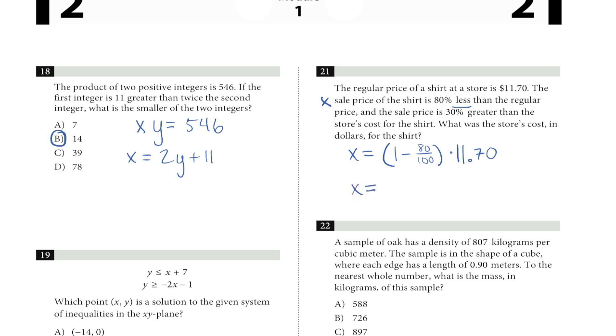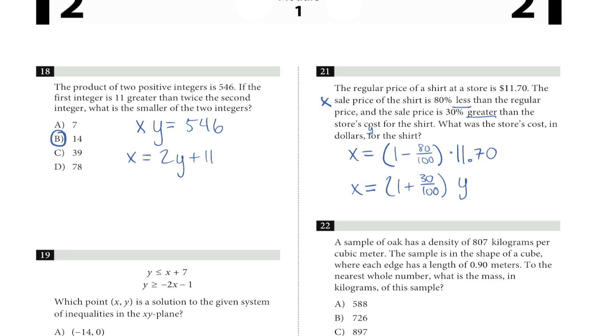And then it says the sale price, so again X, is 30% greater. So another percent change, but this time it's greater. So because it's greater, we're going to do 1 plus 30 over 100. Then the store's cost. So I'll just call the cost Y because I don't know what the cost is. So then we know what is the store's cost. Well, we just made a system.